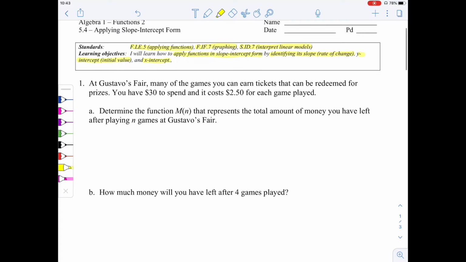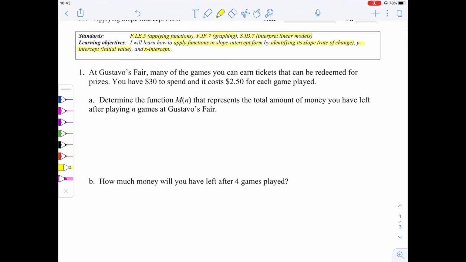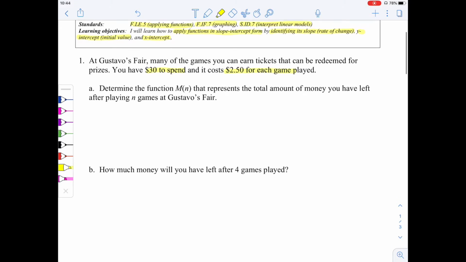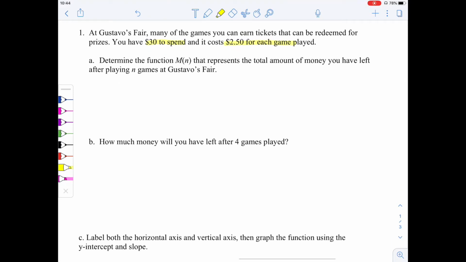At Gustavo's fair, many of the games can be earned tickets that can be redeemed for prizes. Determine the function m of n that represents the total amount of money you have left after playing n games at Gustavo's fair. So let's break that down. We have $30 to spend, and it costs $2.50 per game played. And we want to write a function m of n.